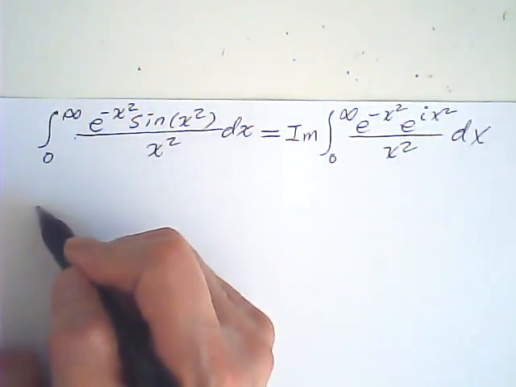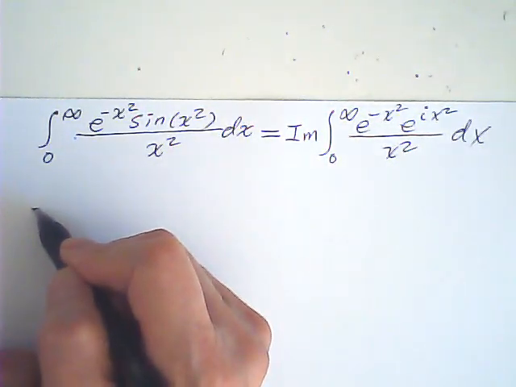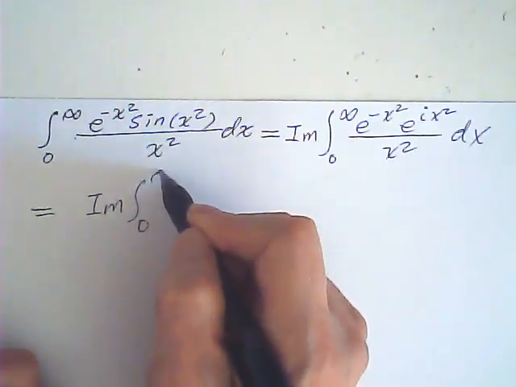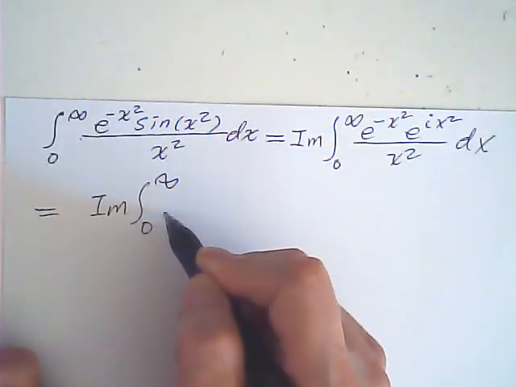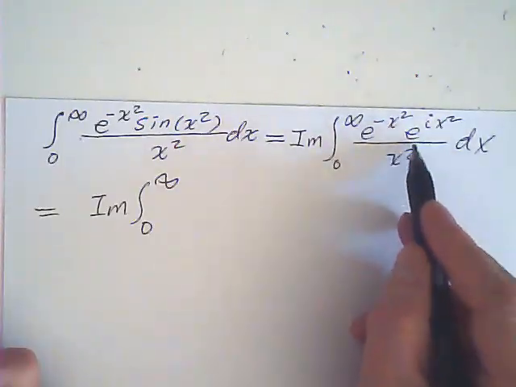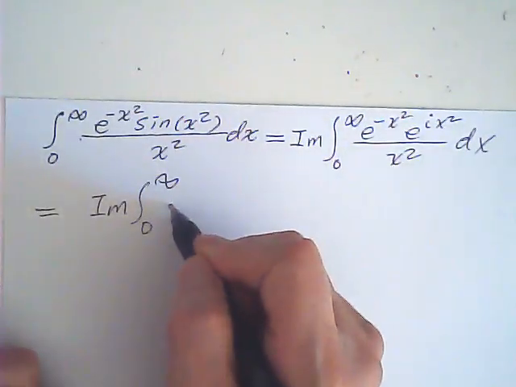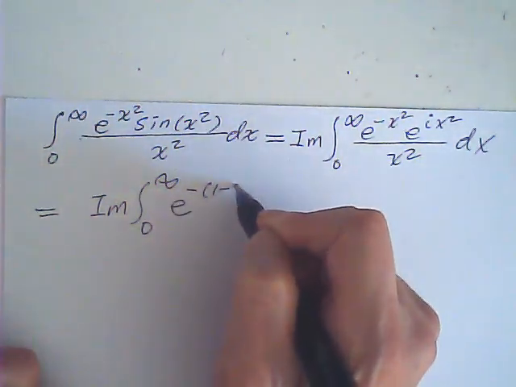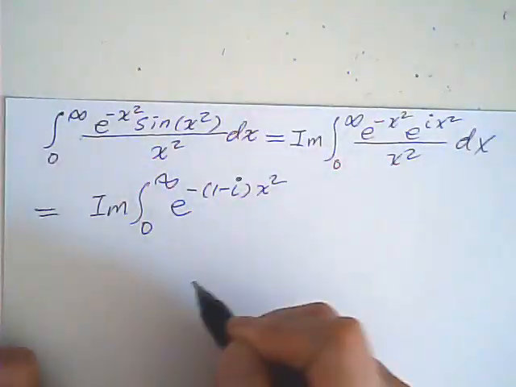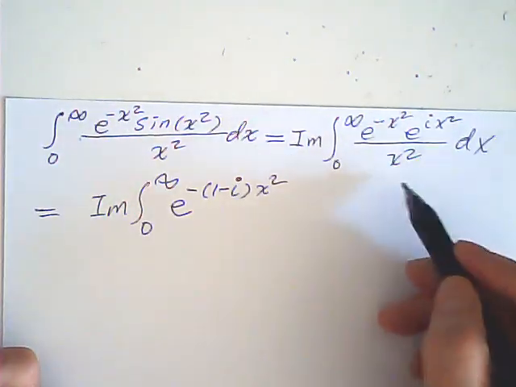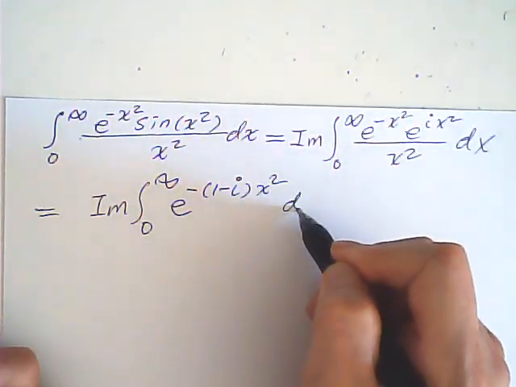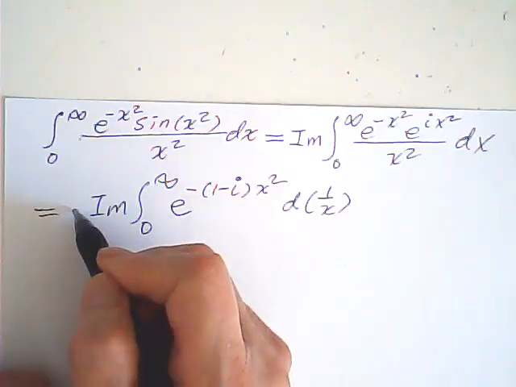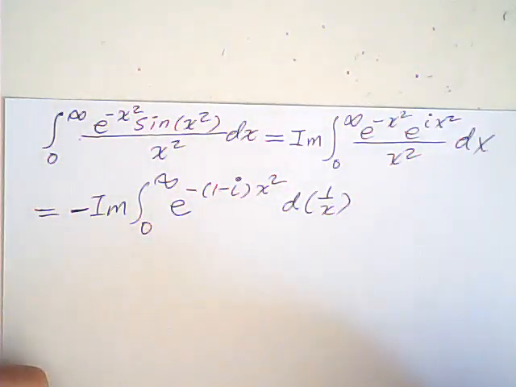Now then, this one is equal to the imaginary part of this. I can combine them. This is e to the negative (1 minus i) x squared. Right? It's combined. dx over x squared is the derivative of negative 1 over x. I take the negative outside. Good.